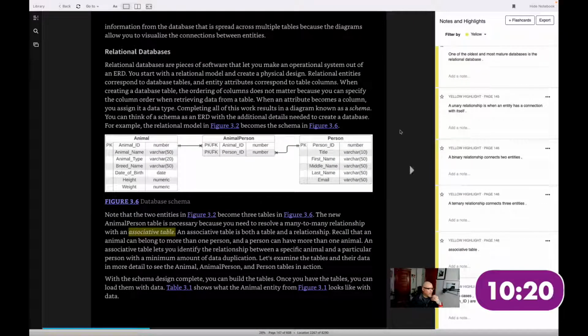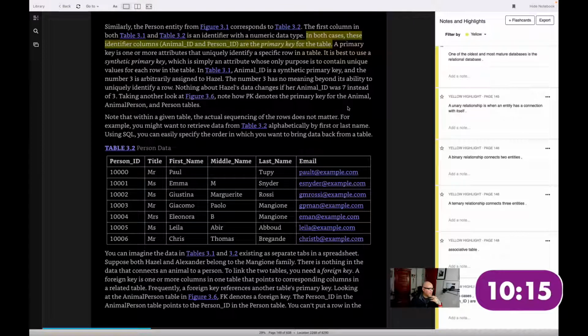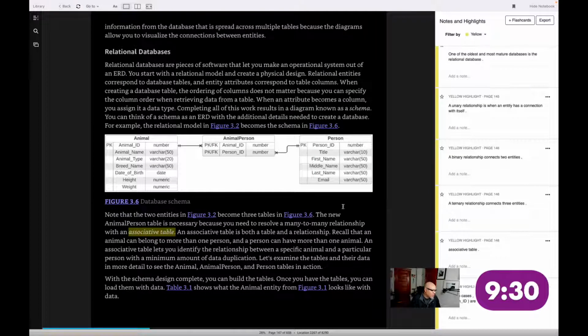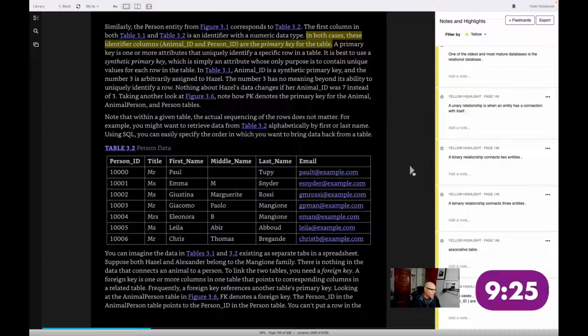Okay, what was that other letter? So it's FK. ID is a synthetic primary key, and the number 3 is arbitrarily assigned to Hazel. Okay, so sequences of rows does not matter. For example, we might want to retrieve data.